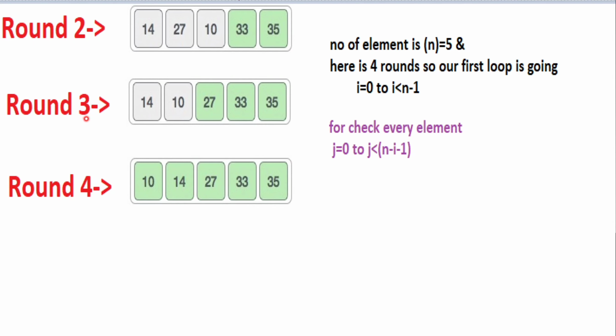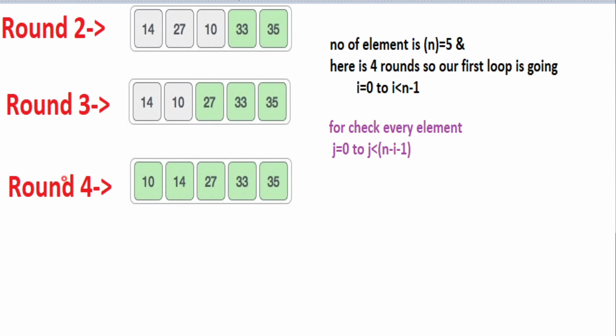In round three we get the third biggest value of the array, in the third last position. For round four we get the fourth biggest value, that is 14, in the fourth last position. After completing round four, 14, 27, 33, 35 are already in their positions. This is sorted, and only one element is left. Can we consider that this is already sorted? Yes, we can consider that this is already sorted.